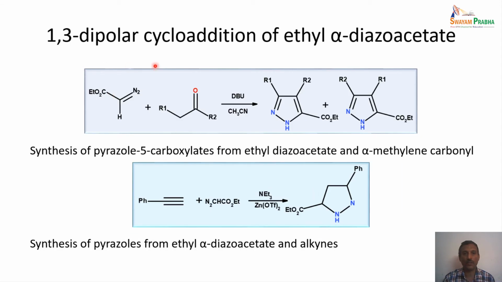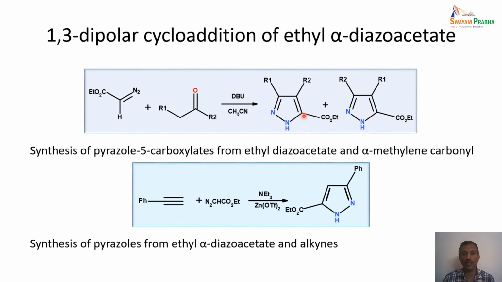The next one is a 1,3-dipolar cycloaddition reaction. Here we are using ethyl diazoacetate as one of the substrates. This is the synthesis of pyrazole-5-carboxylates from ethyl diazoacetate and an alpha-methylene carbonyl compound. Here we have a methylene group, and this is a carbonyl compound. In the presence of a base, DBU, it gives two regioisomeric products.